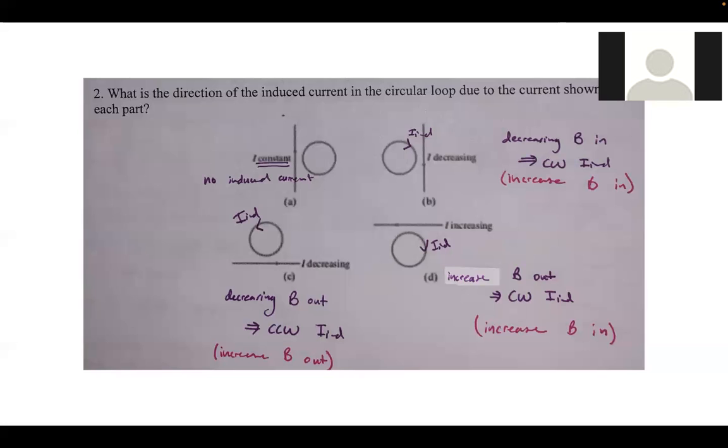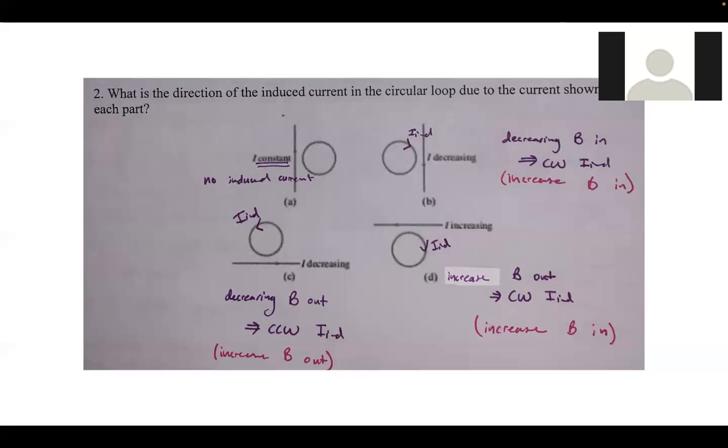Line up my thumb, curl till I hit the circle, and now I see my fingers are pointing out of the page. So I have decreasing B out. What's the opposite of that? We need to increase B out. So what's the induced direction of current? That'll be counterclockwise.